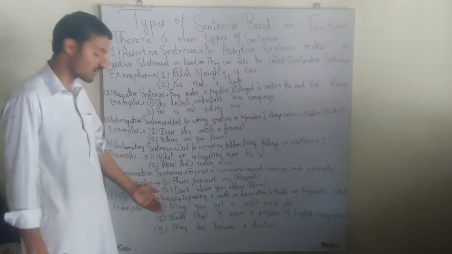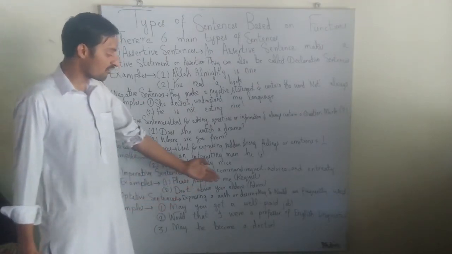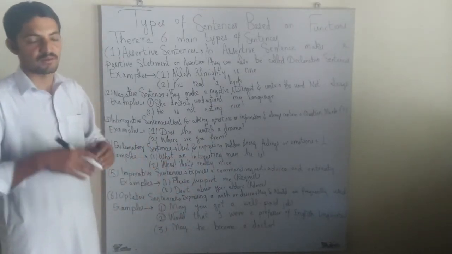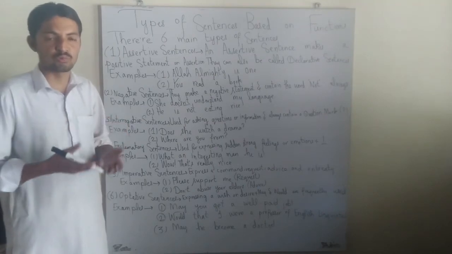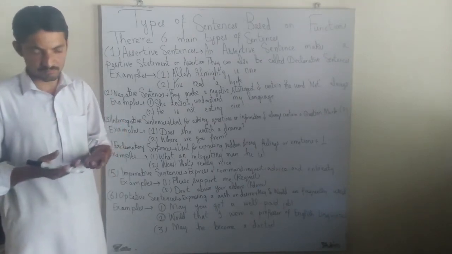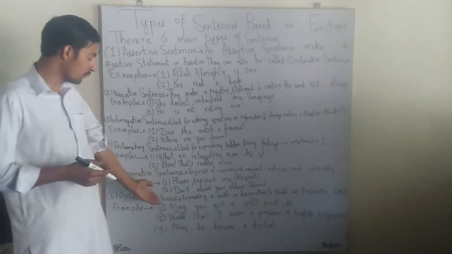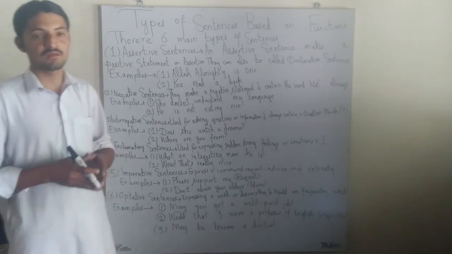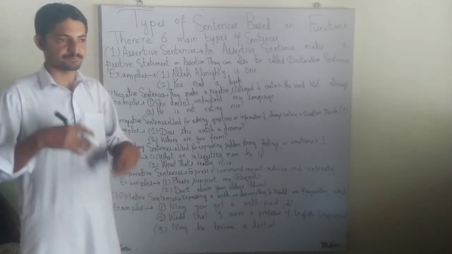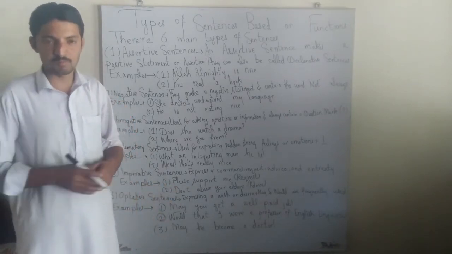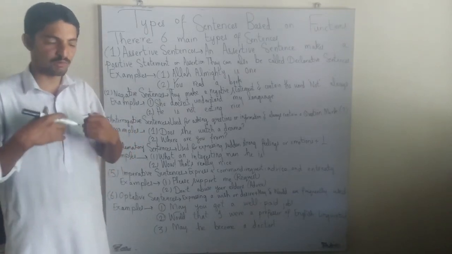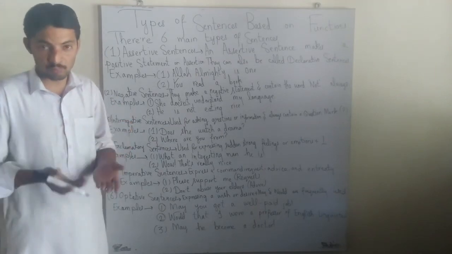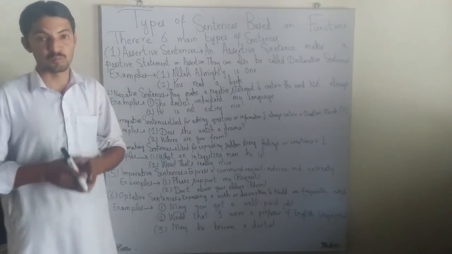Then we have the second sentence, "Would that I were a professor of English linguistics!" It is also an optative sentence. Then we have the final sentence, "May he become a doctor!" This sentence is an optative sentence. Why? Because someone is wishing somebody to become a doctor. That is why it is an optative sentence followed by an exclamation mark.